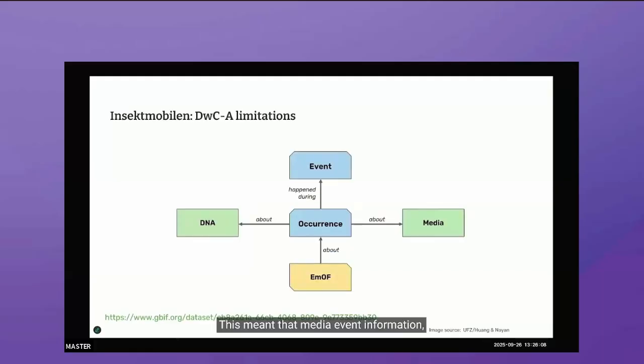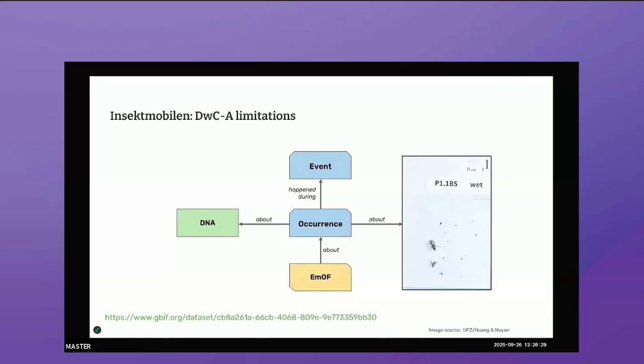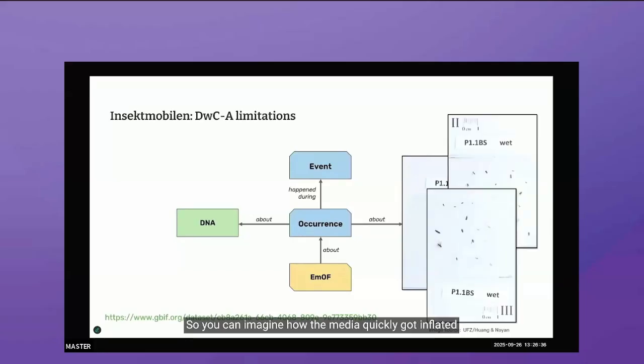This meant that media, event information, extended measurements or facts, and part of the DNA-derived information was shared for each individual occurrence. For example, an occurrence record of a ground beetle in GBIF includes an image of the bulk sample the species was detected in, and not the individual itself. And we had several images taken for each bulk sample, so you can imagine how the media quickly got inflated and did not represent the organism that was detected in the occurrence record.